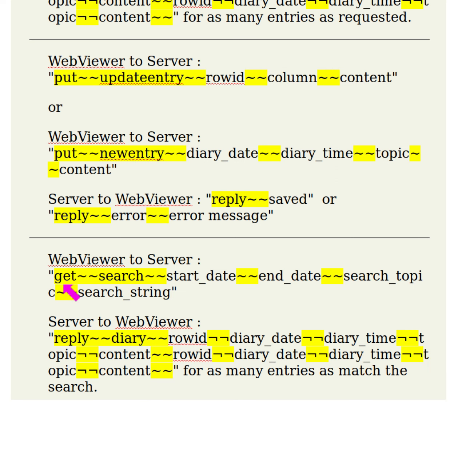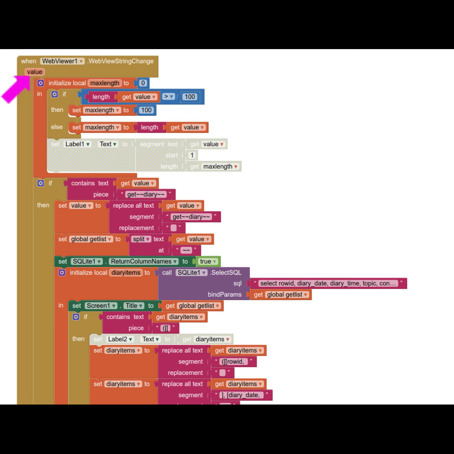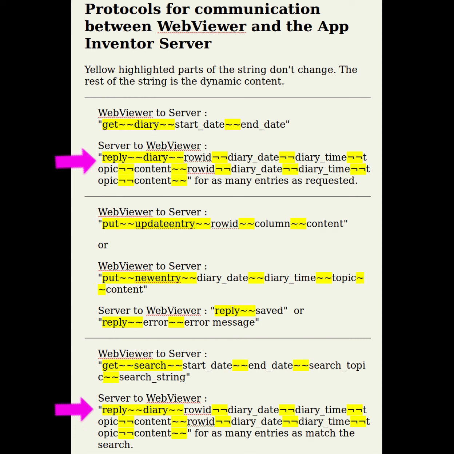All the messages that start with the get indicate a message from the web viewer asking for information from the database. All messages that start with a put indicate a message from the web viewer sending information to be stored in the database. The block components need to process this whenever it changes using when web viewer web view string change, which places the content in the local variable value. All messages that start with reply indicate a message to the web viewer, which will be collected and processed by JavaScript.